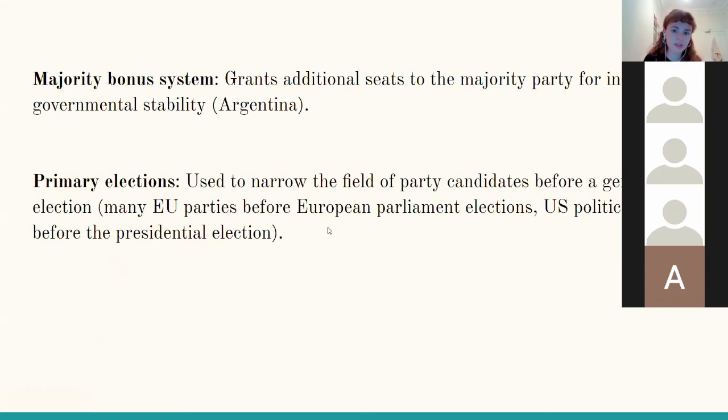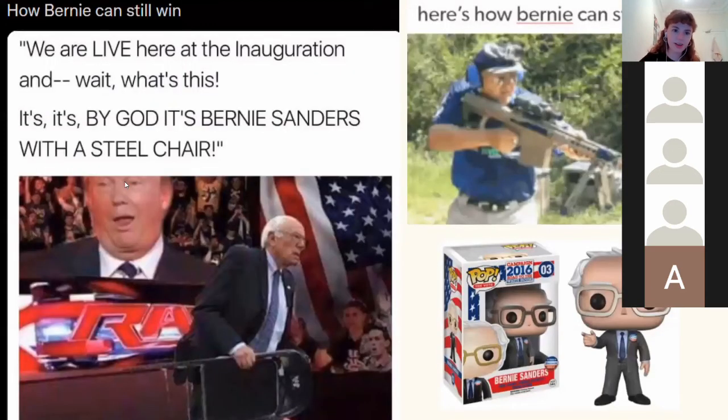Then we have primary elections. If you have a bunch of party candidates, you decide on those before the election. You're deciding who to run. There's a couple of reasons why a political party might do this, but it's mostly as a popularity test, because polls are not always reliable. You want to make sure that you're fielding a good candidate, and obviously you're not going to run both candidates at once because of the spoiler effect. A lot of EU parties do this before European Parliament elections. US political parties do it before the presidential election. And then here's some memes about how Bernie can still win. I don't really know why so much of this workshop ended up being US based, but it did.